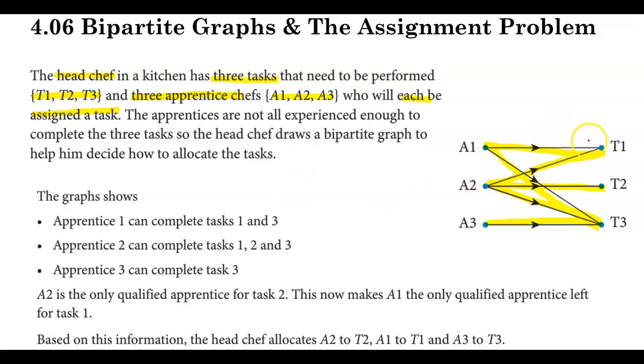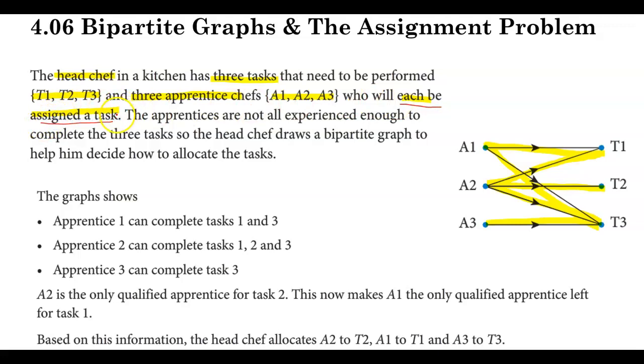Now, if you study the graph, you will see that task 1 actually can be performed by apprentice 1 and 2, whereas task 2 can actually be performed by only apprentice 2, whereas task 3 can actually be performed by all the 3 apprentices. Okay, but then from the scenario given here, they say the 3 apprentices will each be assigned a task. They will each be assigned a task.